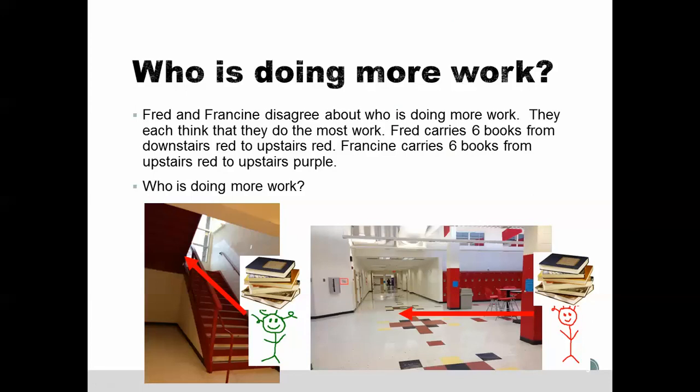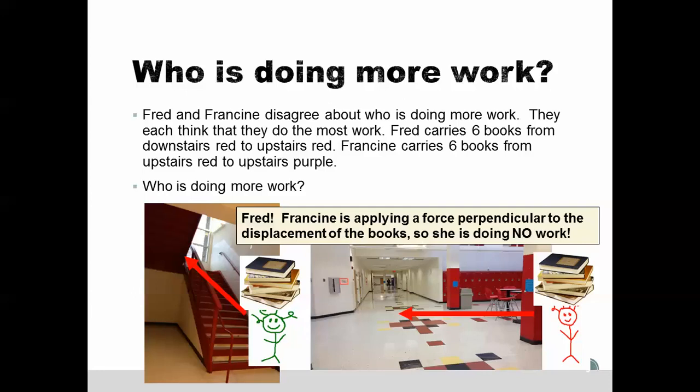So let's look back at Fred and Francine. Fred carried books upstairs, and Francine carries books across from one hallway to the next. Who is doing more work? Well, Fred is. Francine is applying a force, but it's perpendicular to the direction of the displacement. So she's actually doing no work by carrying the books. Whereas Fred is going upstairs, he's applying a force up, and his displacement is up. So he is doing work. So he's doing the most work.